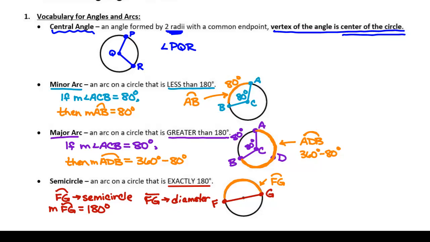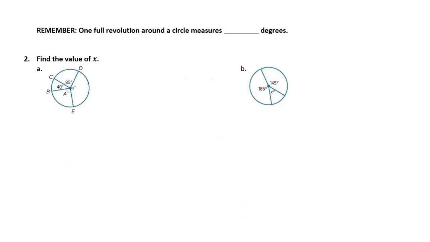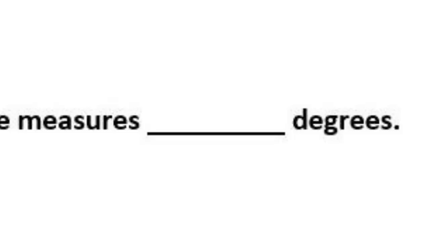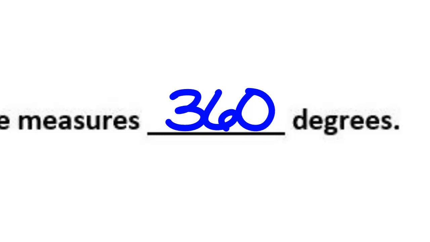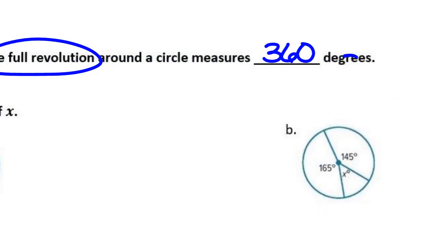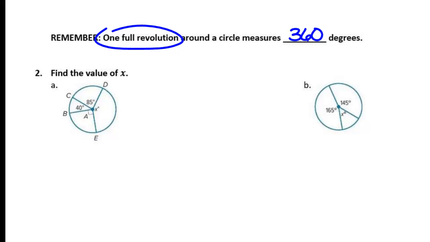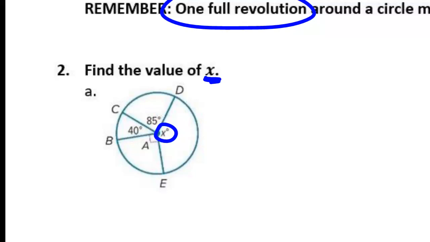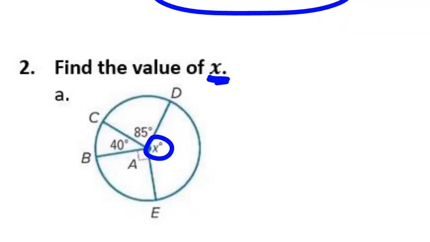All right, let's start looking at a couple problems now. Quick reminder, one full revolution around a circle always measures how many degrees? 360. All right. Number 1, part A, they want us to find the value of x. X is right here. So I'm going to look at all these central angles.